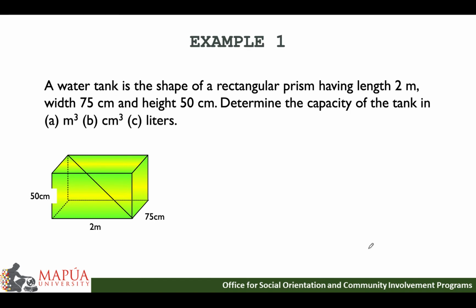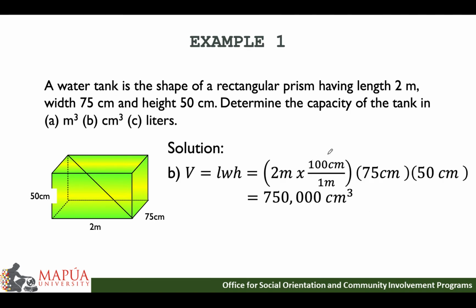And for letter B, in cubic centimeters, this time we convert the 2 meters to centimeters, so the conversion factor should be in this form. 100 centimeters should be in the numerator, and we want to cancel out meters, so it has to be in the denominator. Then multiply by 75 and 50, and that will give you 750,000 cm raised to the power 3.